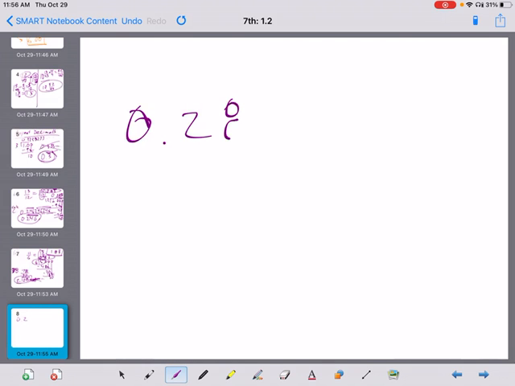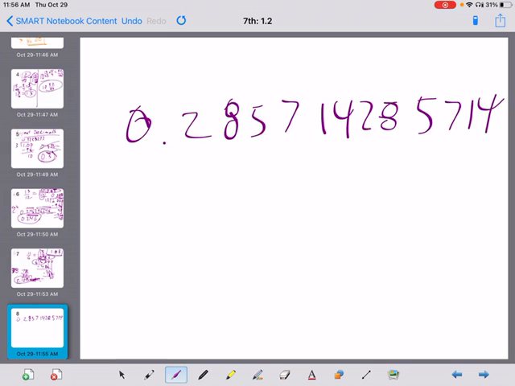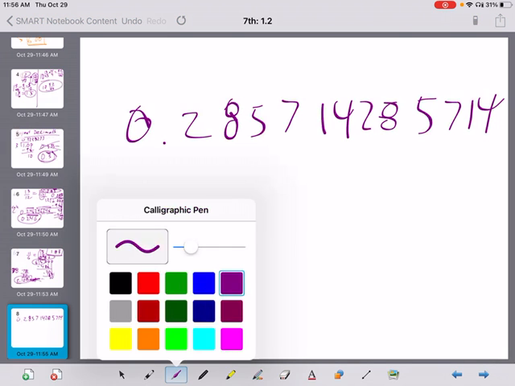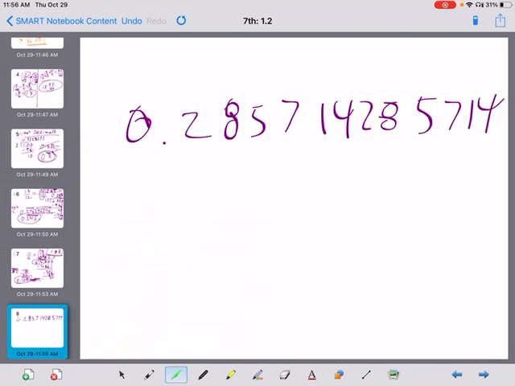0.2857 1428 5714. So ones like this on your calculator, it's really hard to tell, hey, where's the vinculum supposed to go? Where is the repeating? Well, go until you see a 2 again, at least. So 285714. Then do you see that same thing repeated?